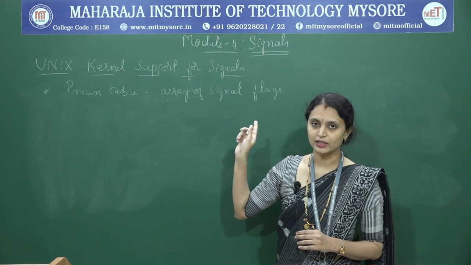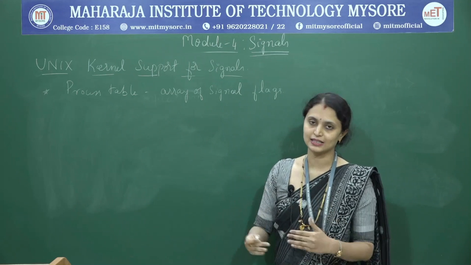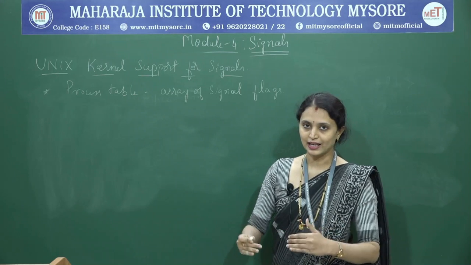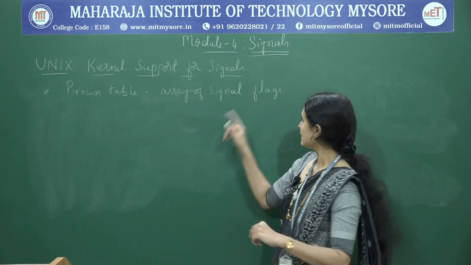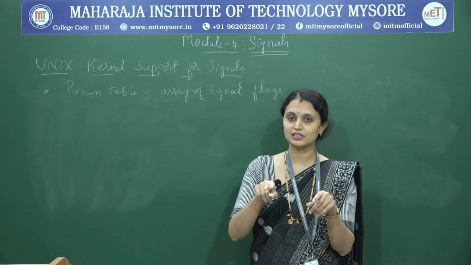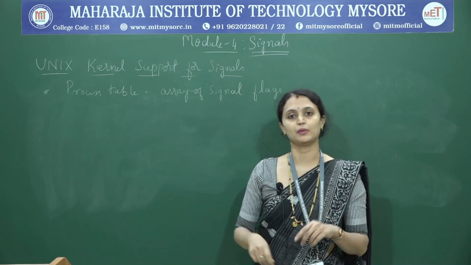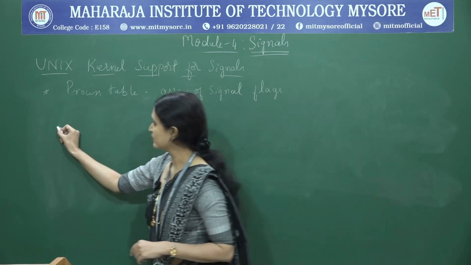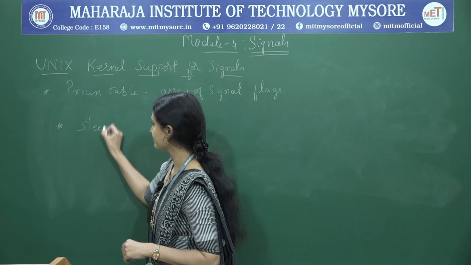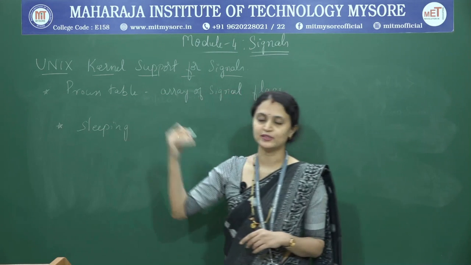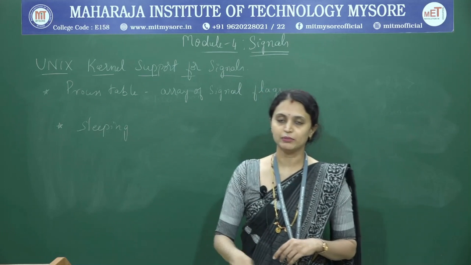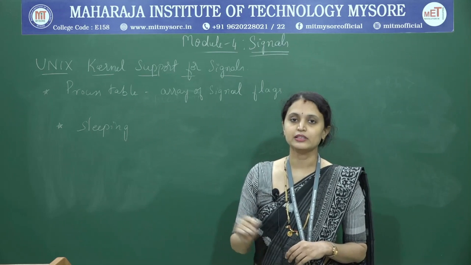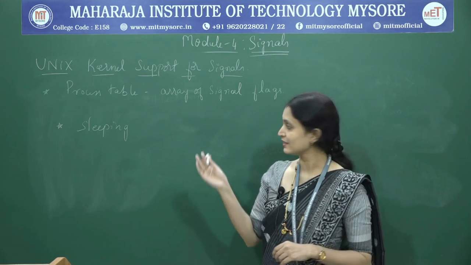So each flag will correspond to a particular signal. Whenever a signal is generated for a process, the kernel will set the signal flag in the process table of the recipient process that is receiving the signal. Suppose the process is in the sleeping mode. That means the process might be waiting for its child to terminate, or it might be in the pause condition.